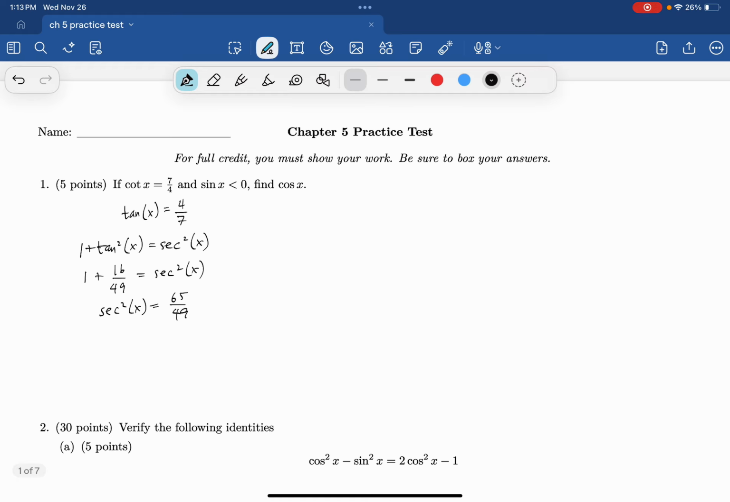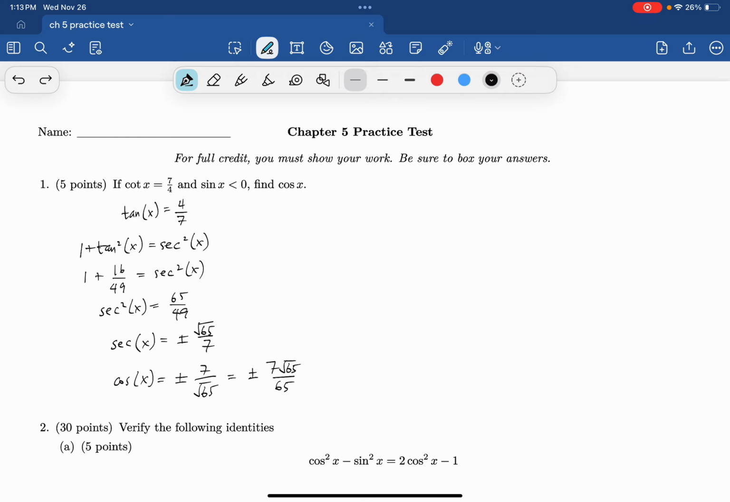All right, and so that means secant x is equal to plus or minus square root of 65 over 7. And then cosine is the reciprocal of secant. So that means cosine x equals plus or minus 7 over root 65, which is equal to plus or minus 7 root 65 over 65. All right, now we have to use the fact that sine is less than 0.